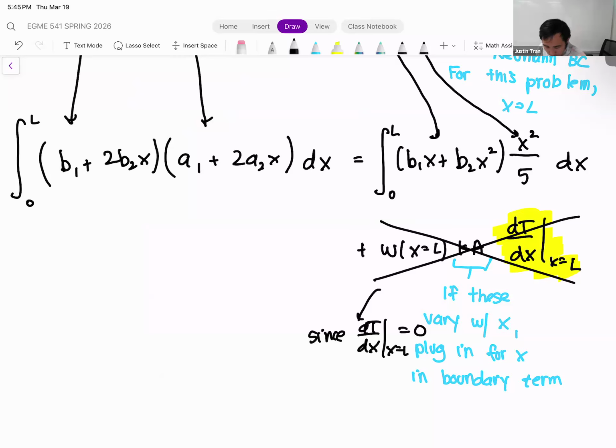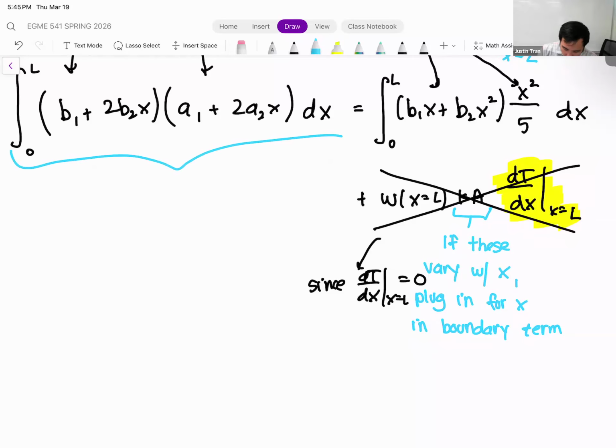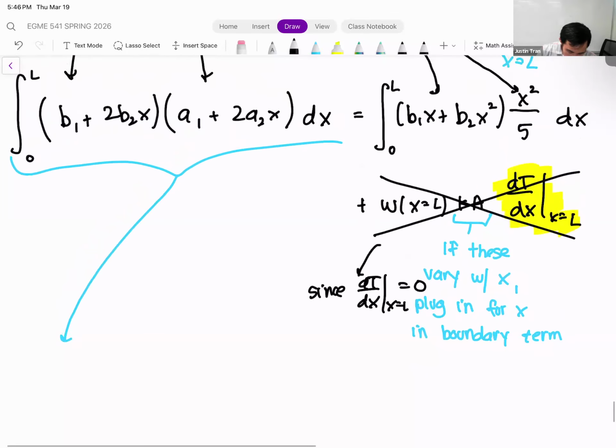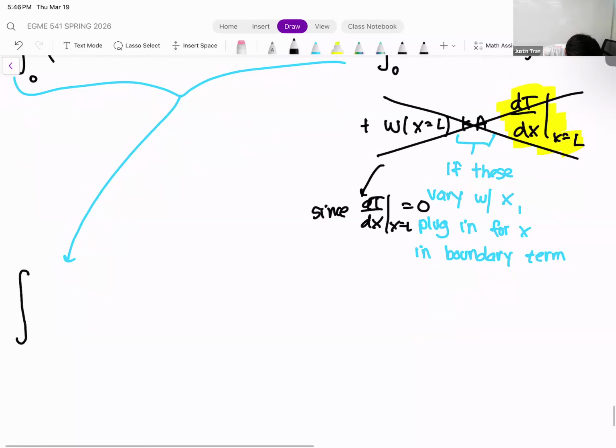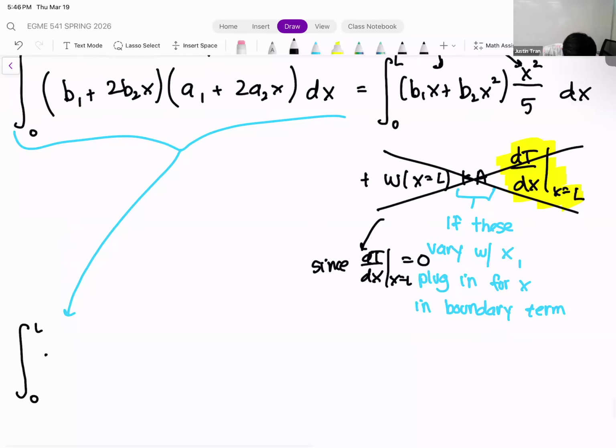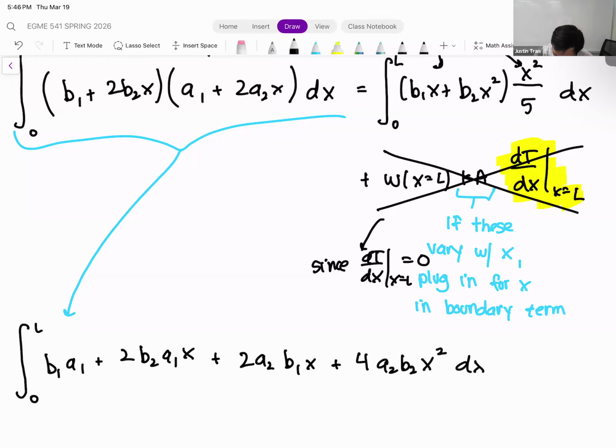Okay, so now let's work on the two integration terms there. So let's work on the first one first. I'm just going to work on this one, but we're not going to forget the other one as well. Okay, so for this one here, let's go ahead and FOIL that out. And so we have integral from 0 to L of b1 times a1 plus 2b2 a1x plus, sorry, I got confused, plus 2a2 b1x plus 4 a2 b2 x squared dx. Kind of did that FOIL in a weird way, but that should be correct there.